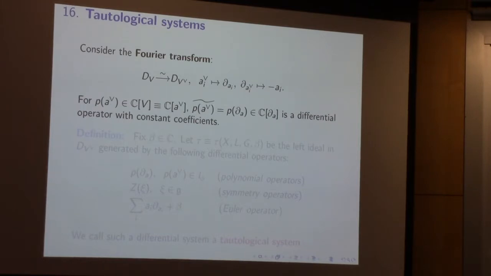Okay, so now comes the definition of a tautological system. So now you look at something called the Fourier transform, something that everybody is familiar with. So this is literally the classical Fourier transform on linear space. And so what do you do? This gives you a ring isomorphism between these two rings, which does the following. It takes this variable a check to the corresponding first order constant derivation. And it takes the derivation in the a check variable to a multiplication operator, but with a sign.